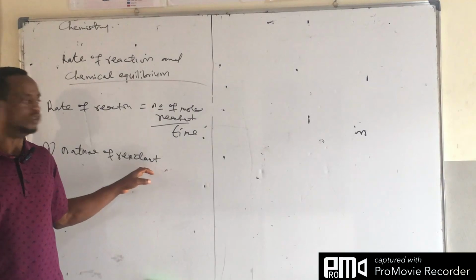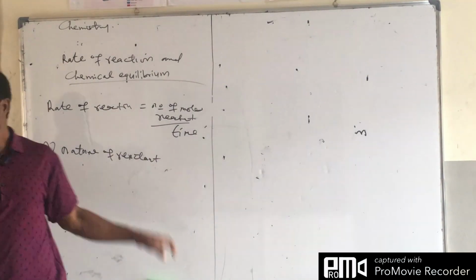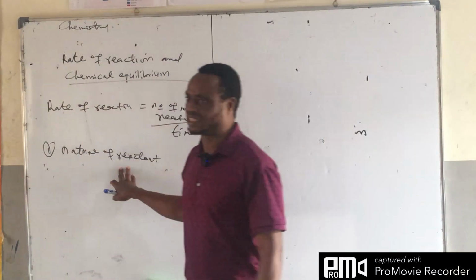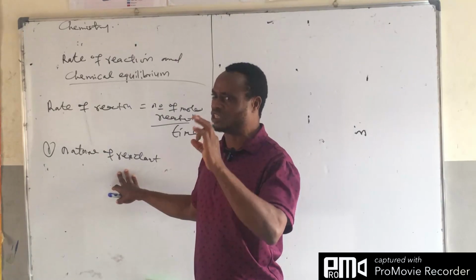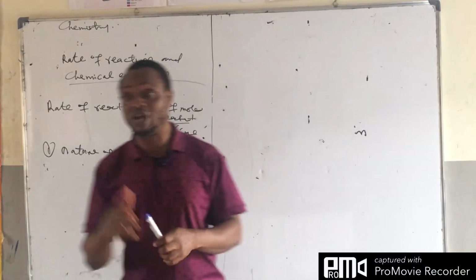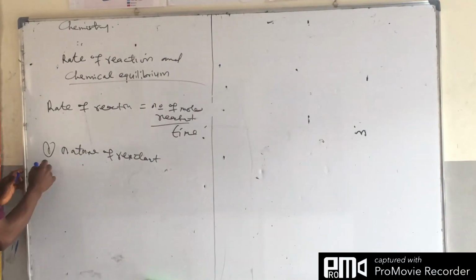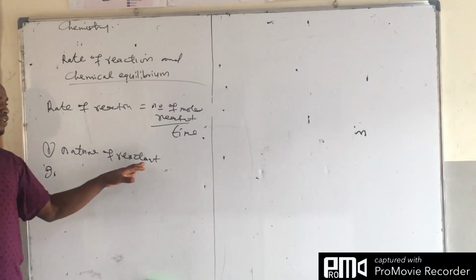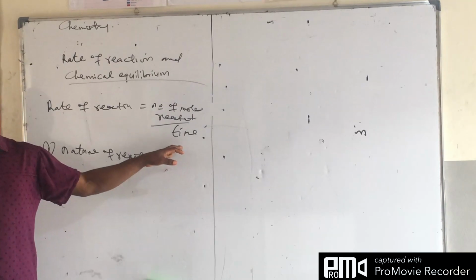If you use, let me say, crystals, maybe zinc chloride in crystals, and also zinc chloride in completely solid form, the solid one will be so slow to react. It will react anyway, but it will not be as fast as when it is granulated, like powder form. So that is the nature of reactants. Again, gaseous molecules tend to react faster than liquid molecules.